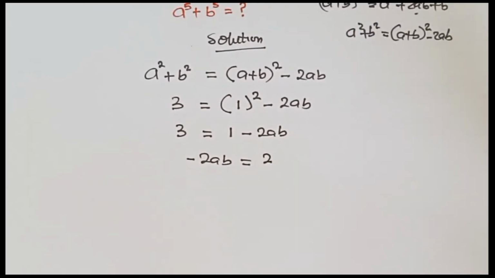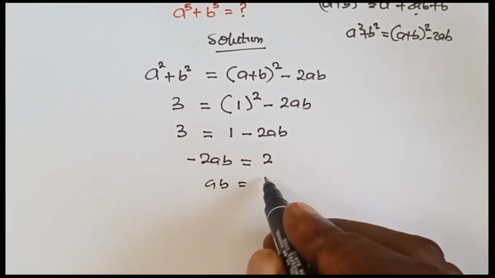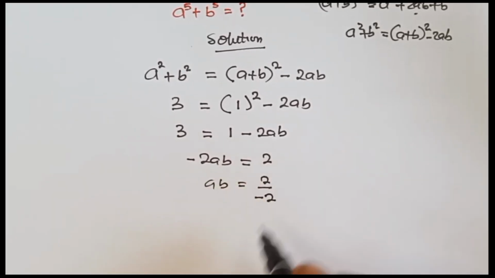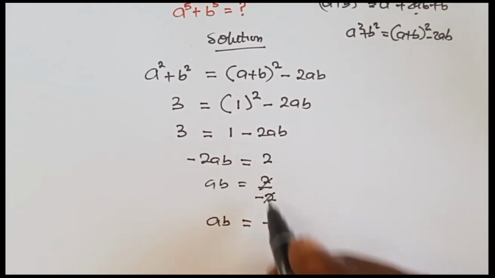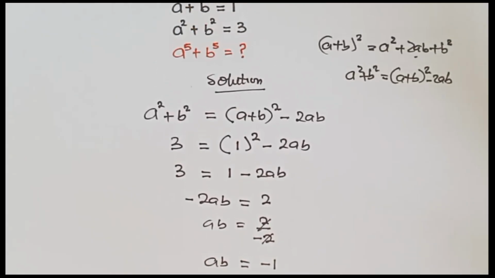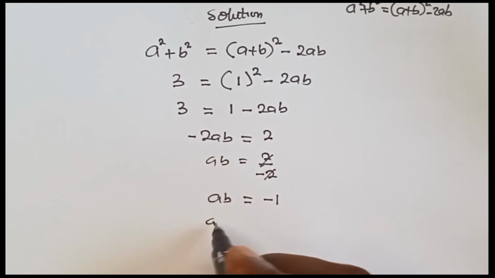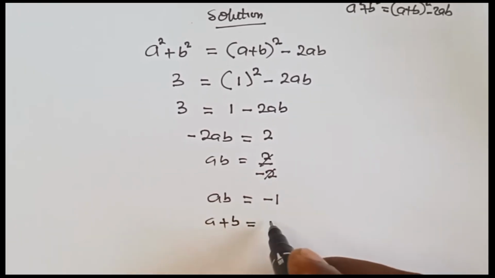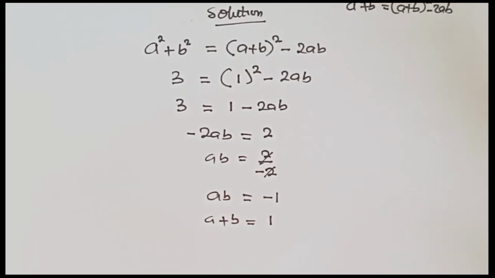And then from there we can find ab. So it means that ab equals 2 divided by minus 2, and that gives minus 1. So our ab is minus 1, and remember that our a plus b is 1. So it means that anywhere we see ab, we write minus 1, and when we see a plus b, we write 1.